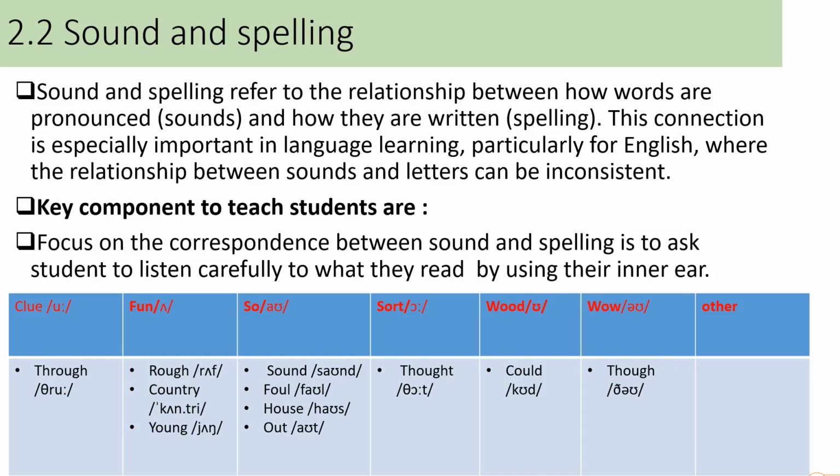Country, not country. Some students read country. Pronunciation, right? Country. Young, right? Soul, right? Sound, not soul, sound, right? Sound. Full, sorry, fall. How. Out, right? Out, up, right? Short, right? Short. Wood, right?